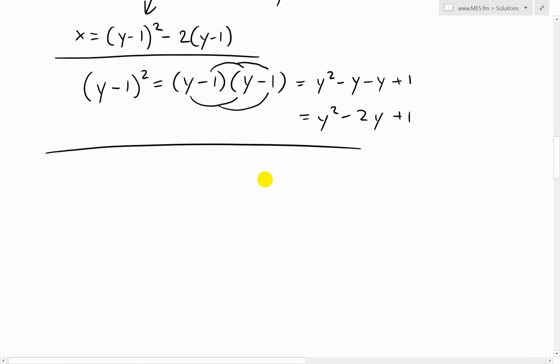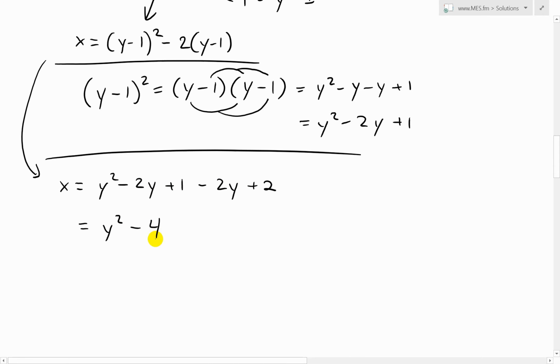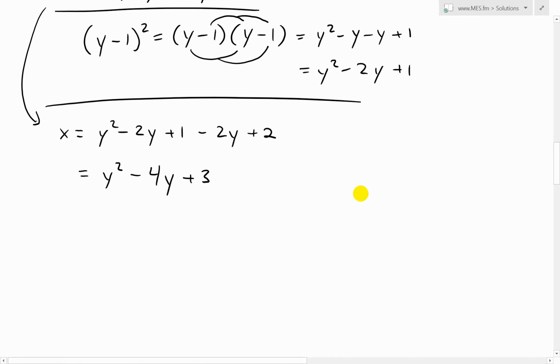And you can do that in your head as well. I just wanted to do that for completeness' sake. So now we have over here x is equal to y squared minus 2y plus 1. And then here we multiply the negative 2 inside: negative 2y, and then negative 2 times negative 1 is plus 2. So now this combines here. This is going to be equal to y squared minus 2y minus 2y, so minus 4y, and then the 1 and 2 add up to 3. So we have y squared minus 4y plus 3, and this is what our x function is.